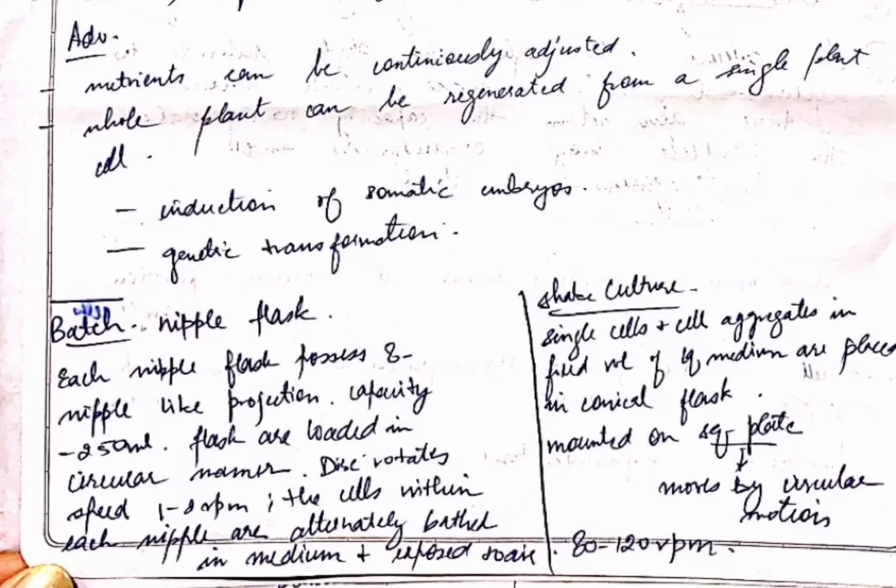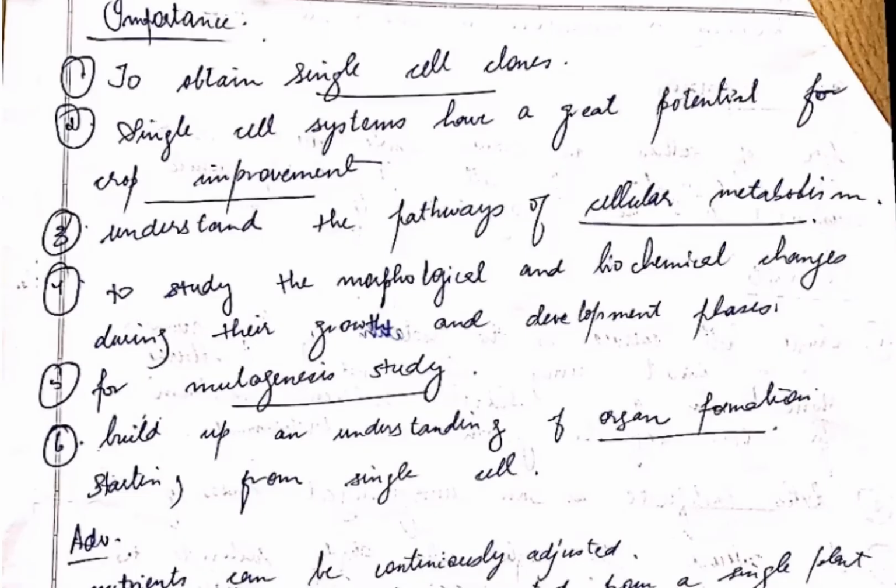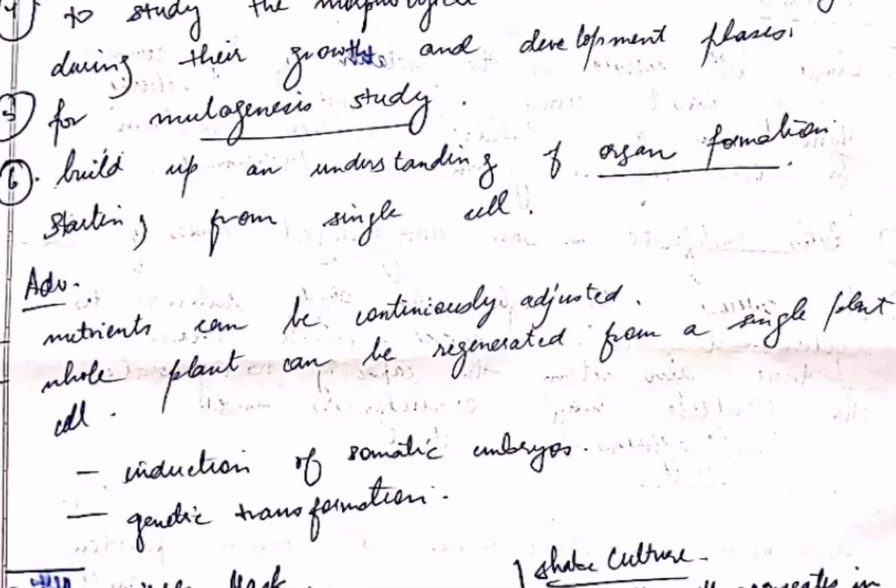Next type is continuous culture. In continuous culture, the large culture vessel is kept dispersed continuously by bubbling sterile air through the culture medium, and the old liquid medium is continuously replaced by fresh liquid medium. It has various importance, like it can be used to obtain single cell clones. It can be used for crop improvement, helps in studying cellular metabolism and mutagenesis, and it has various advantages as well. Like the whole plant can be regenerated, the nutrients can be continuously adjusted, and genetic transformation can also be performed.